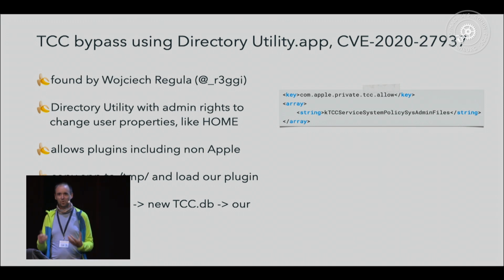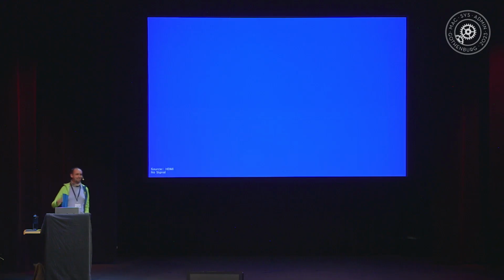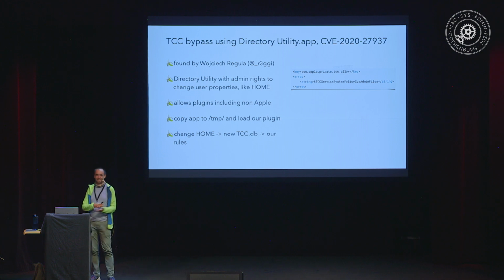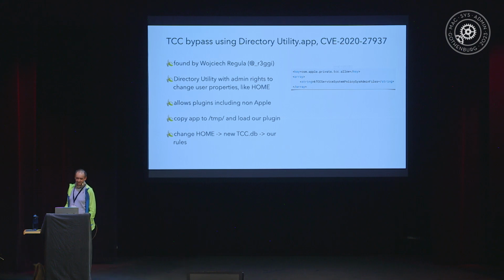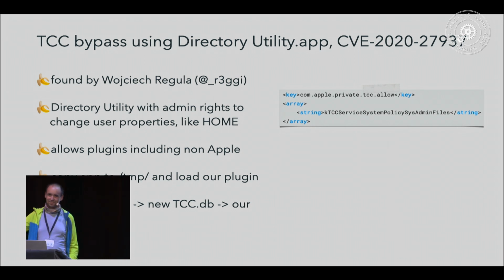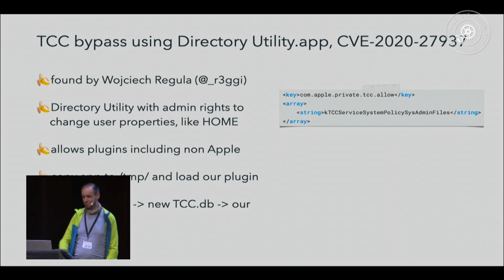So I almost entirely bypassed TCC because I can implement any custom rules. So I can give any permission I want to any of my malicious applications. The way this was exploited, Directory Utility supported plugins. So he made a copy of Directory Utility, loaded the plugin, and boom, done.